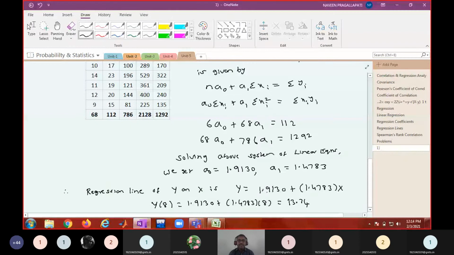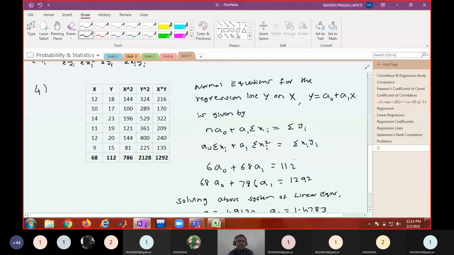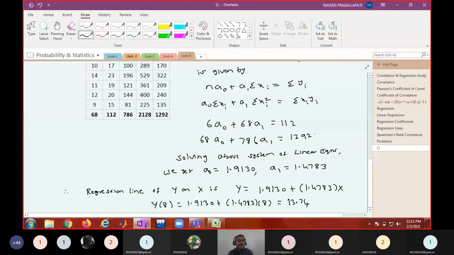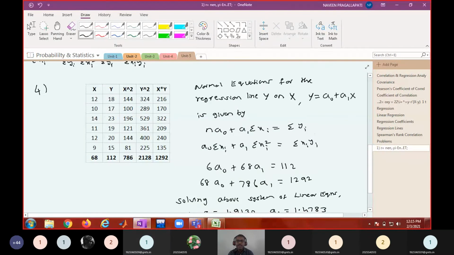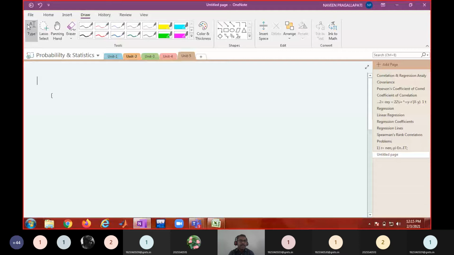In a similar way, please find out the regression line of x on y also. We'll do that. Shall I proceed? Yes, sir. Okay, so next one, the normal equations for the regression line of x on y.